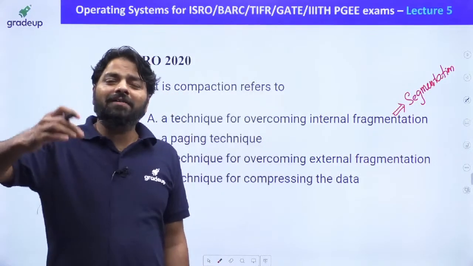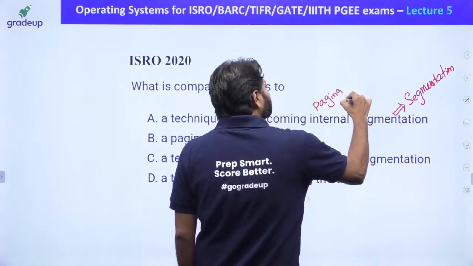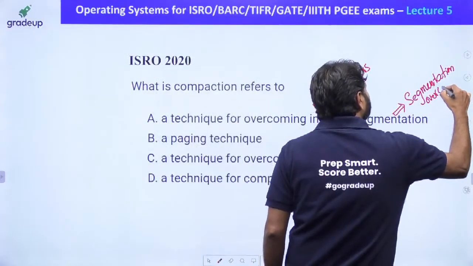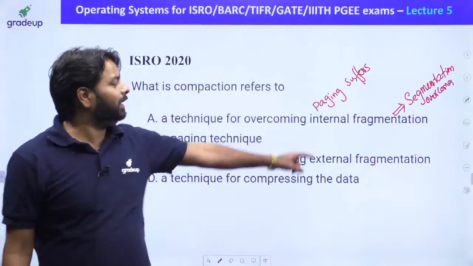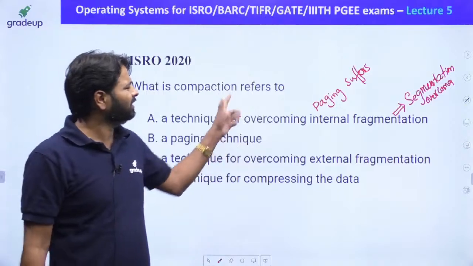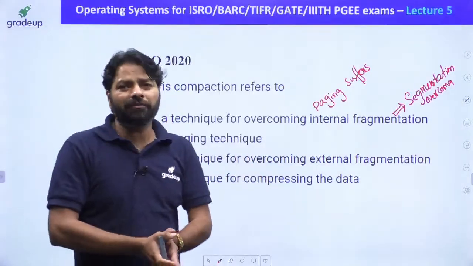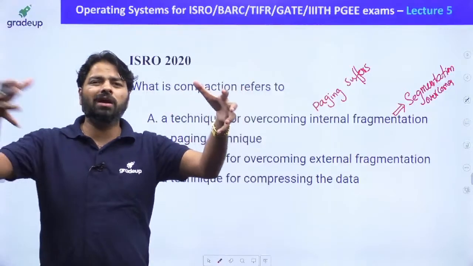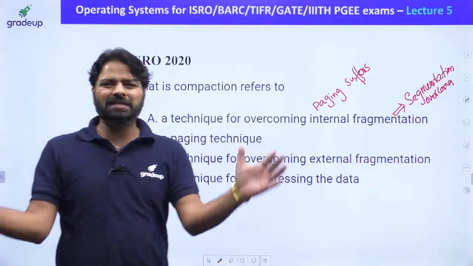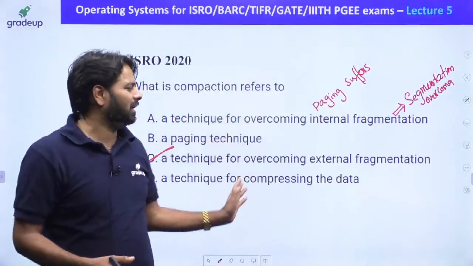Paging will suffer with internal fragmentation. Everybody knows paging suffers, but who will overcome it? Segmentation overcomes it. Yes, there might be external fragmentation if you are using segmentation, that's fine. Compaction is not a paging technique. If any external chunks are left, then compaction is going to bring all external chunks into one place. That is the right option. And for compressing the data, you have to use something like Huffman coding, any kind of coding techniques.